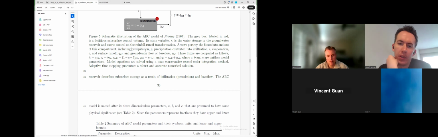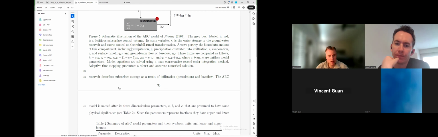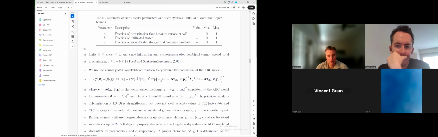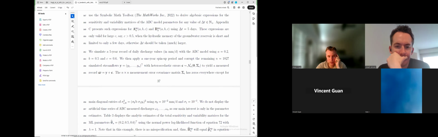That makes sense. In this example, the misspecification was the multiplicative versus additive noise, right? Yeah, so what I did is, after I created some synthetic time series with fixed values A, B, and C, I think they're listed here. Here we simulate a 5-year record using these values. I then add some heteroscedastic error to those values using this relationship. So my measured values are synthetically generated with these values of A, B, and C.